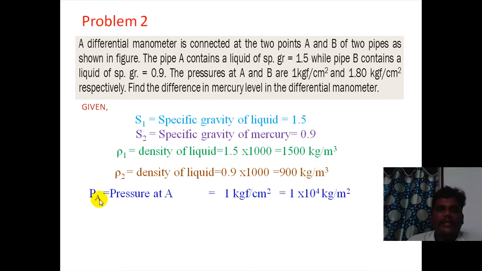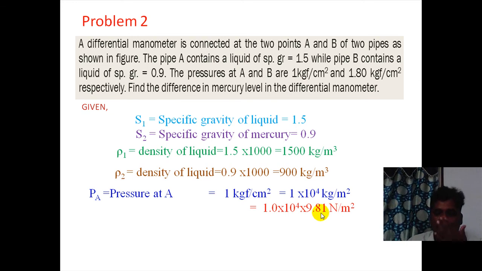Now pressure at A, given data: pressure at A is 1 kg force per centimeter square. One centimeter square equals 1 into 10 power 4 per meter square. I am converting centimeter square into meter square using 10 power minus 2 whole square. Taking it in the numerator, we get 10 power 4 per meter square. Next, kgs have to be converted into newtons by multiplying with the gravitation constant 9.81.